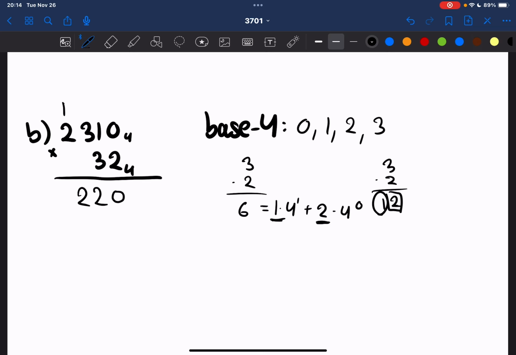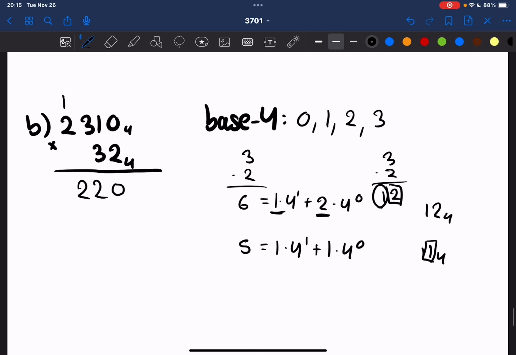So then we do 2 times 2, that's 4, and then we have 5, with that additional 1. So 5 is almost the exact same. It's 1 times 4 to the 1 plus 1 times 4 to the 0, which is, again, 1 less than 6. If 6 is 12 in base 4, then 5 would just be 11 in base 4, right? That makes sense. So we take that first digit, and then we carry the 1. So let's go to the next stage. We're going to add a 0 just like we did before. We're going to shift, and then we're going to do our next stage of multiplication.